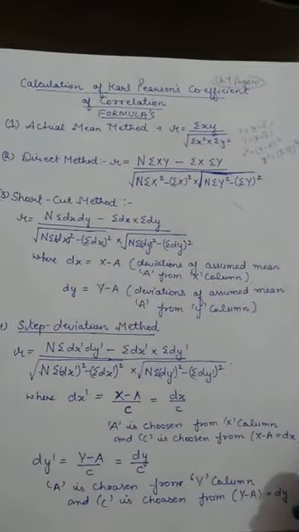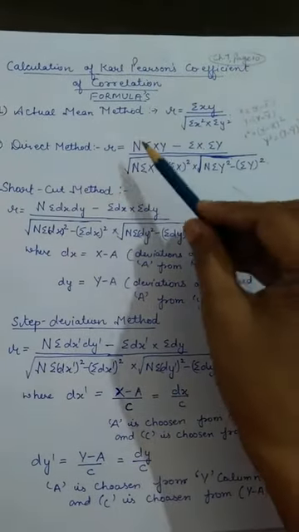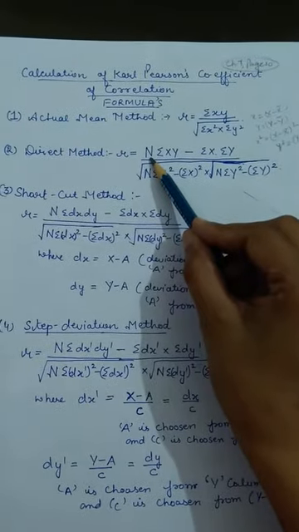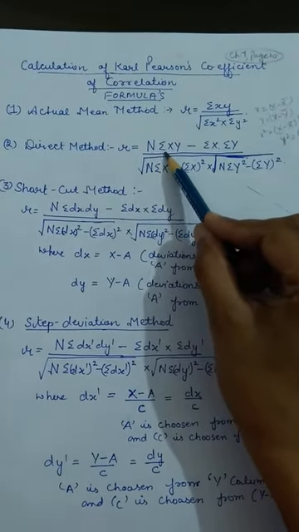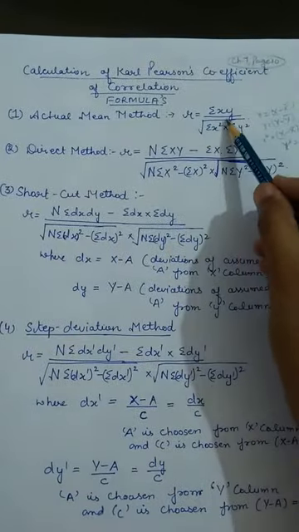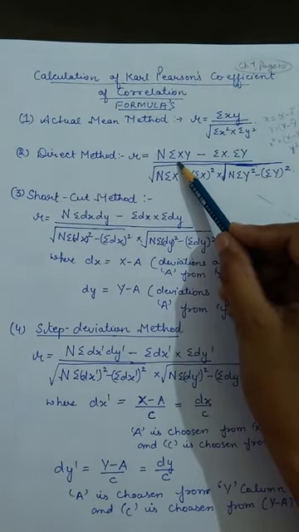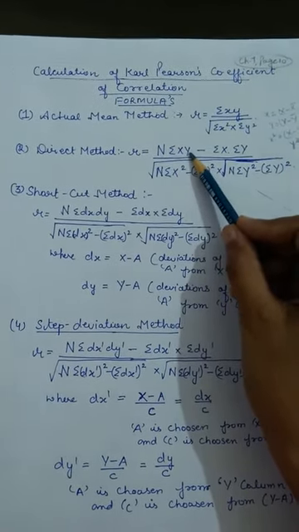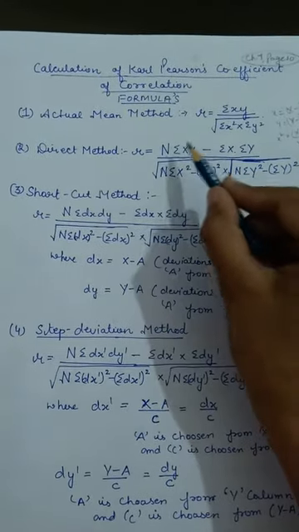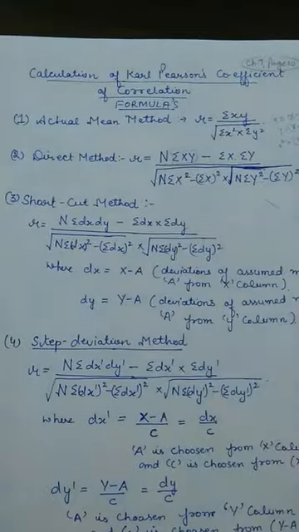The next one is your direct method. In your direct method, beta, n, what is n? N is your number of pairs. Sigma x and y, here and here there is some difference. Here it is small x, here is capital X. So whatever the values are given, you have to multiply x, you have to multiply y, and then this is the total of x and y.